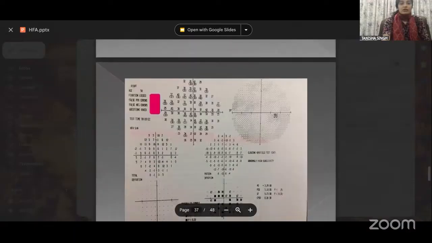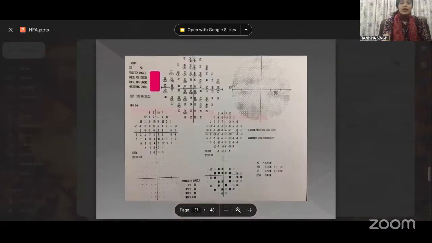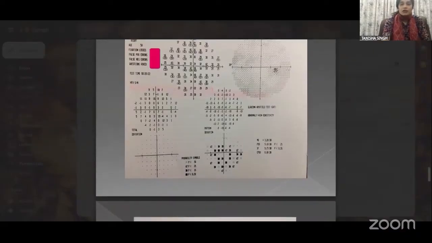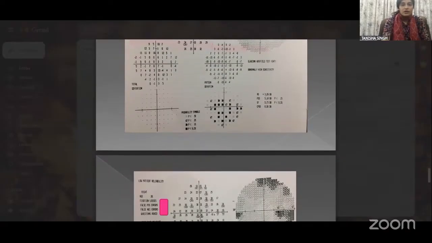Again, in this, if we look at a field wherein the pattern deviation is worse than the total deviation, we can straightforwardly discard this field as a high false positive. And if you see this very pale gray scale, then also you know that it is a high false positive.